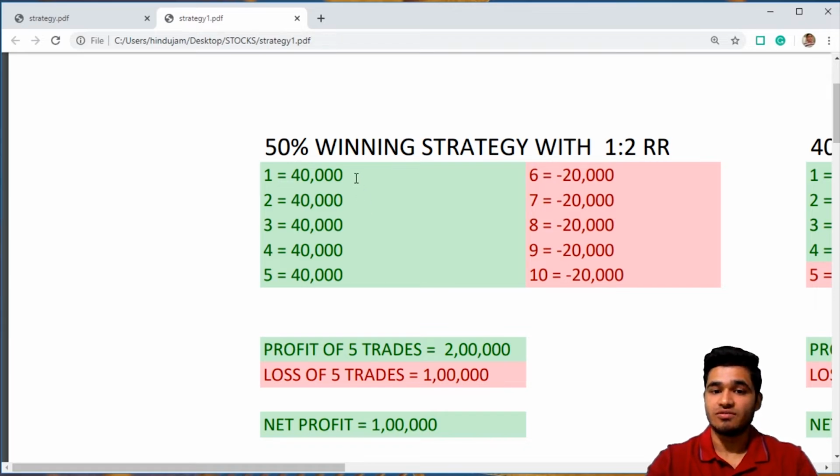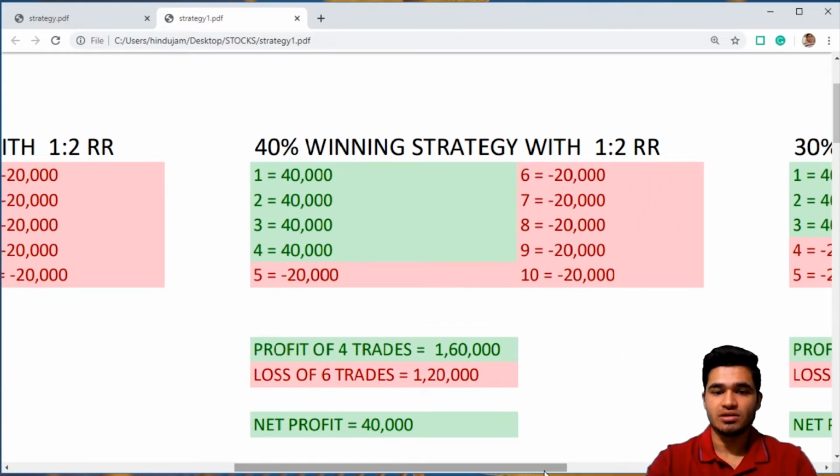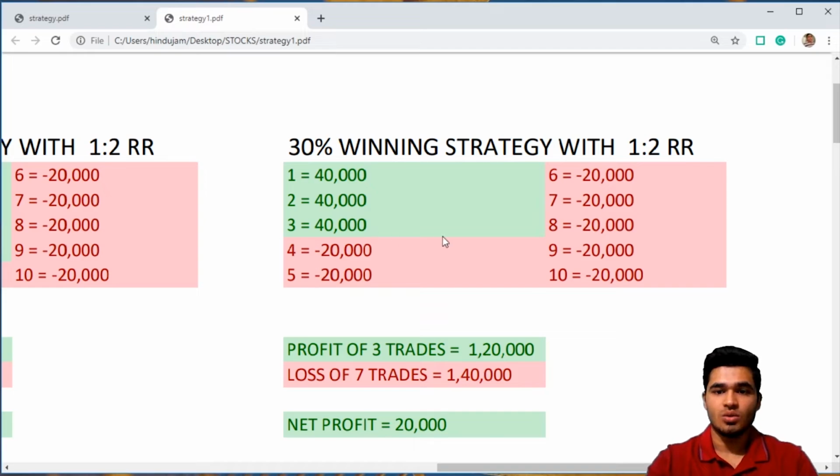So you would win 5 times, lose 5 times. Total profit for 5 trades is 2 lakhs, total loss of 5 trades is 1 lakh, net profit is 1 lakh. It's really good, trust me guys. Even over here, if you're losing 6 times, winning 4 times, net profit is 40,000. Winning 30% of the trades, again your winning profit is 20,000.